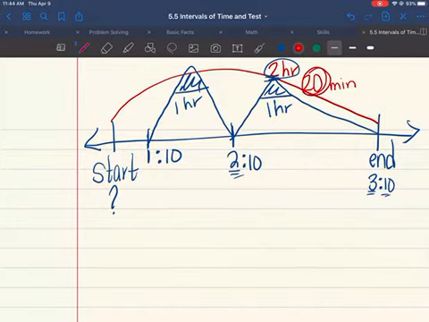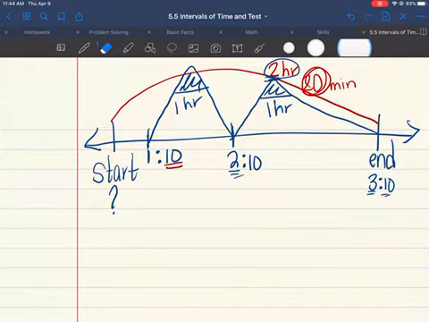I still need to take 20 minutes away. So if I am at 10 minutes, and I'm probably going to have to extend this one a little bit further so I can show you my work.